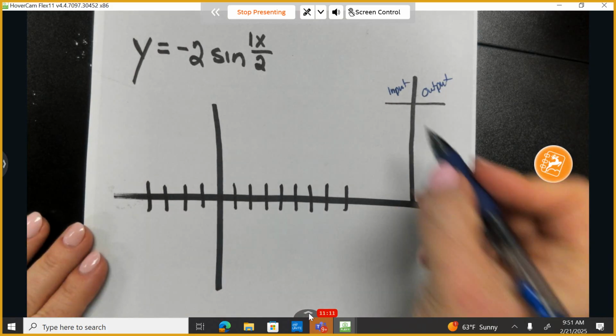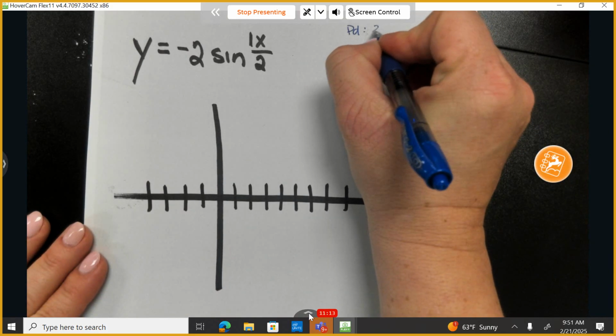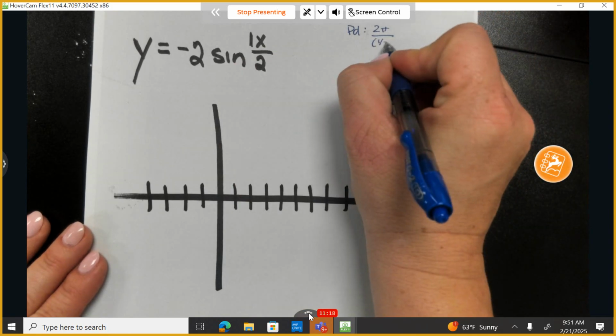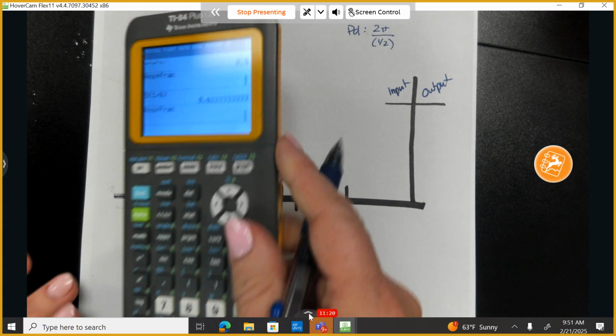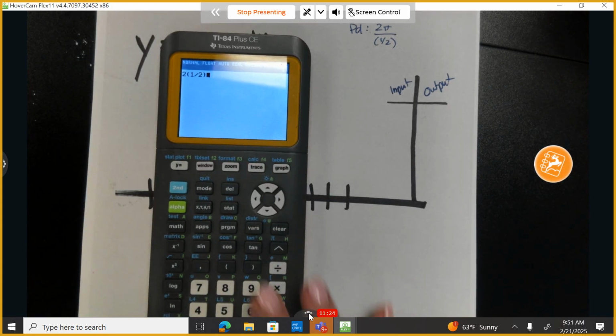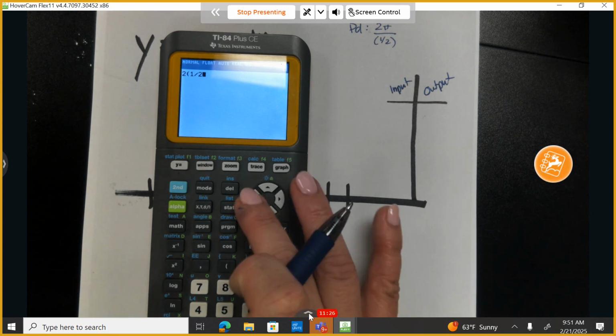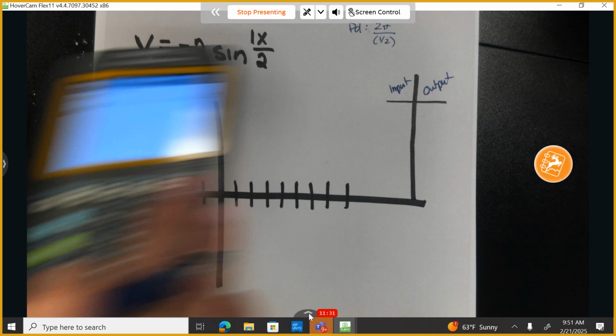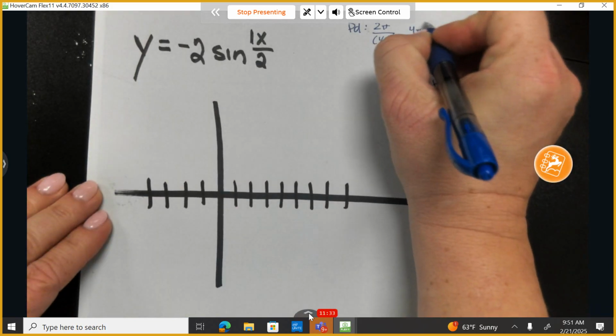I'm going to start by identifying the period. So the period is going to be 2 pi divided by, well, what's stuck with the x? It's a 1/2. And if you're not comfortable, grab that calculator. I know it's going to give you 4, but let's take 2 divided by 1/2, and then we need to attach the pi afterwards. We can see we get an answer of 4. So the period is 4 pi.